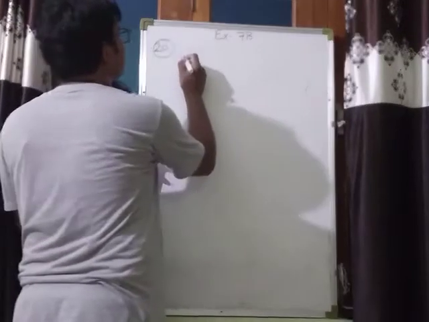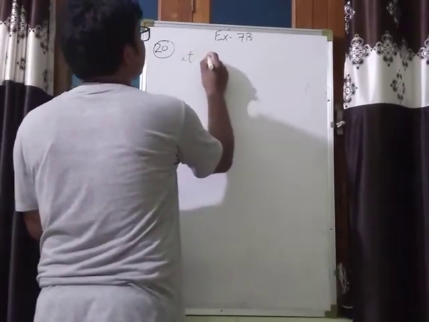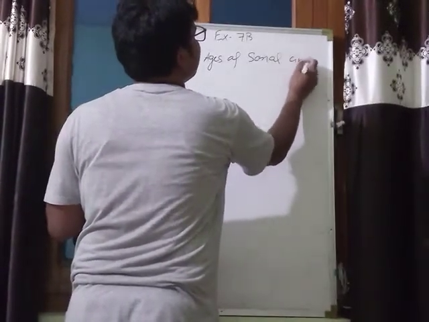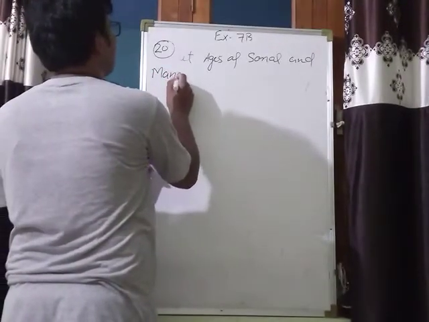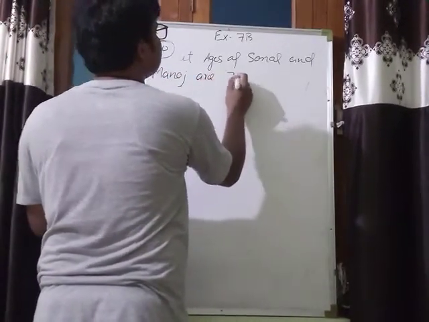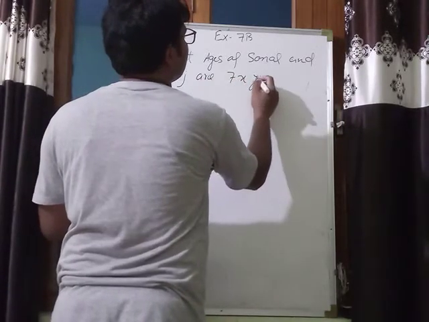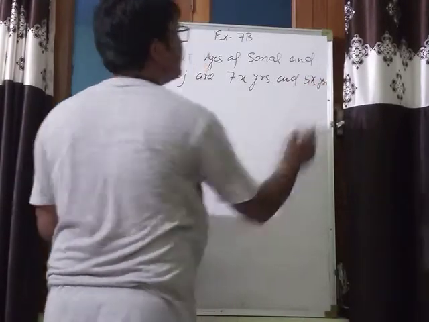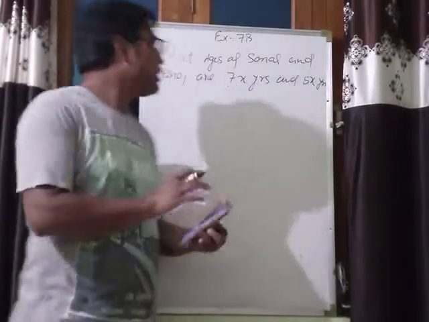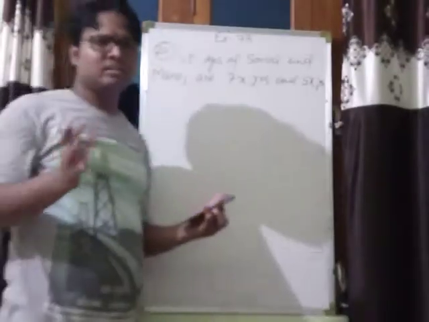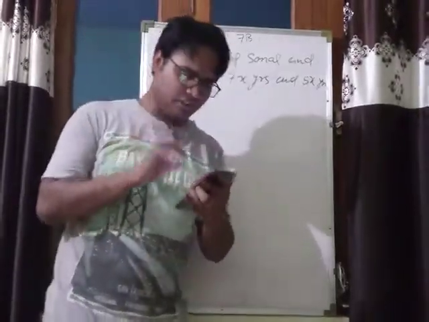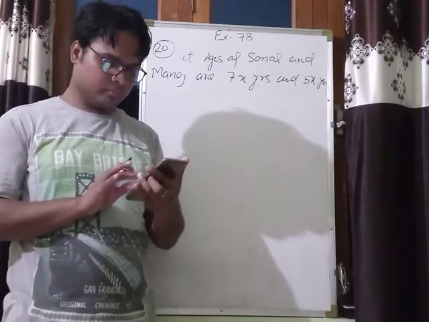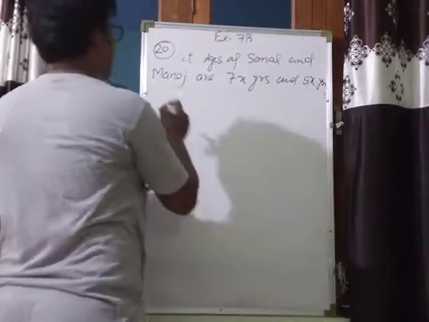The ages of Sonal and Manoj are in ratio 7:5. So let the ages of Sonal and Manoj be 7x years and 5x years. Okay. Years is spelled Y-E-A-R-S, but I have written this in short form. Okay. After 10 years hence.